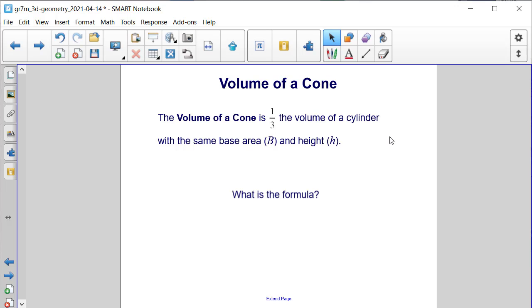The volume of a cone is 1/3 the volume of a cylinder with the same base area, capital B, and height, h. So what would the formula for the volume of a cone be? Take a moment to pause this video to think about it, and when you're ready for the answer, unpause it.